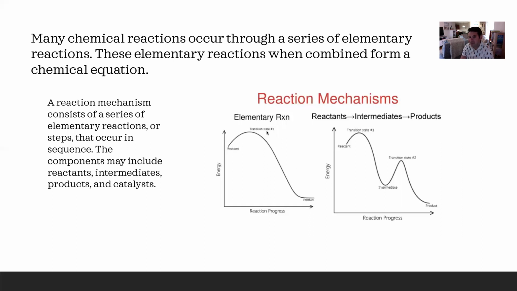But a mechanism, it's multiple elementary steps, so we get multiple hills on our graphs. All right. Now the activation energy, it's still reactant to transition state. So that's a low activation energy. This is a slightly bigger activation energy. And we can see that it's two steps for this reaction. All right. So mechanisms are multiple steps, and we should keep the word step synonymous with elementary reaction.